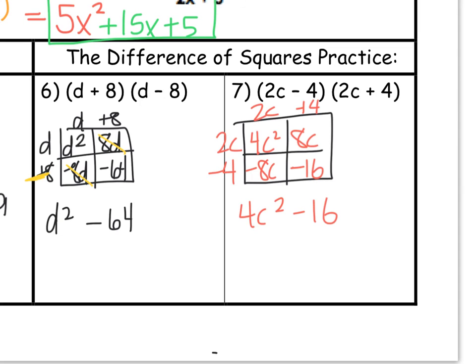Okay, so here's the answer. So when we combine our like terms, 2c times 2c is 4c squared. Then we get 2c times 4 is 8c, negative 4 times 2c is negative 8c, and negative 4 times positive 4 is negative 16. So we have our 8c right here. These two cancel because one is negative and one is positive, and we're left with negative 16. So we get 4c squared minus 16. And keep in mind, again, we can only eliminate that middle term when we have a plus and a minus, and this term is the same, and this term is the same.